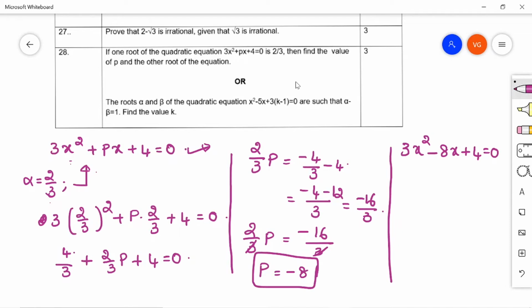So the story is not yet ended, right? They're asking you to find out the other root of the equation also. So for that I'll multiply here. That will be 12. So the 12 you can split it as 6 into 2.